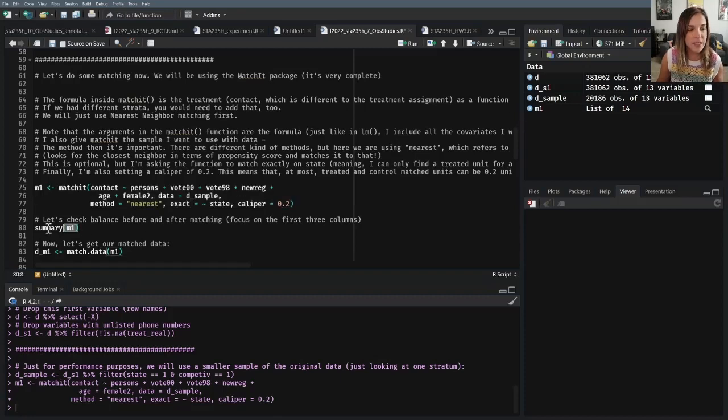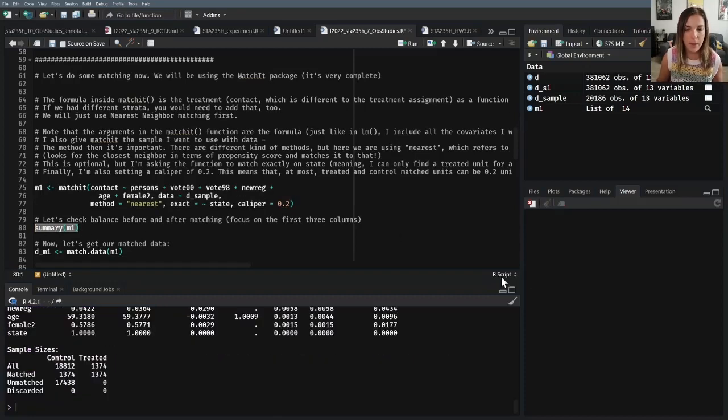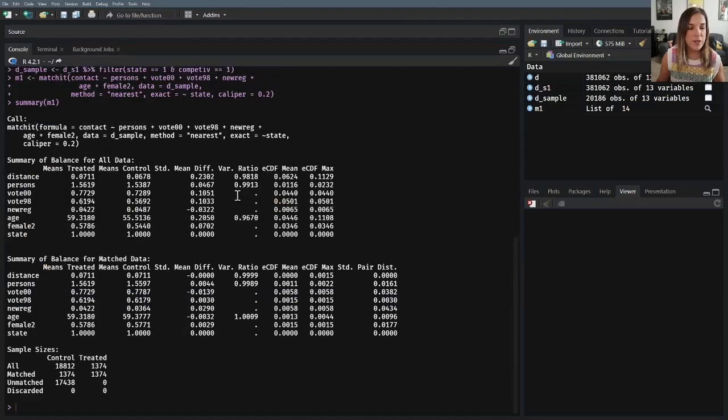M1 has a lot of different things, but let's look at the summary. In the summary, as you can observe here, we basically get two balance tables. The first one is the balance of all the data, meaning before matching, and the second one is the balance for the matched data, after we did all the matching. Just focus on the first three columns. The first one is the average for the treated group, the second one is the average for the control group, and the third one is the mean difference between the two groups in standard deviations. So that means that I can actually compare this because they're in the same units.